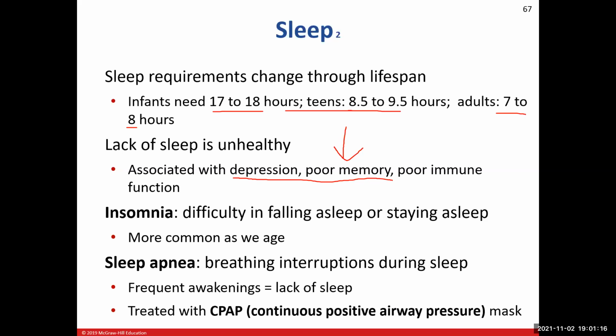And then, of course, especially now with all the talk of COVID, if you're not getting enough sleep, you are going to significantly impact your immune function. You can reduce your white blood cell count, and that's not good.